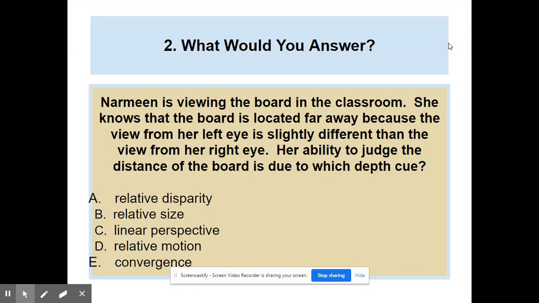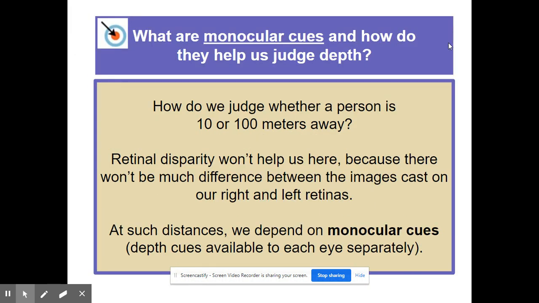How about binocular cues? How does that help us judge depth? We perceive vertical dimensions longer than identical horizontal dimensions. For example, the Arch of St. Louis appears to be taller than it is wide, but it's actually the same. Retinal disparity won't help us here because there won't be much difference between the images cast on the right and left retinas. So for distances, we depend on monocular cues, depth cues available to each eye separately.